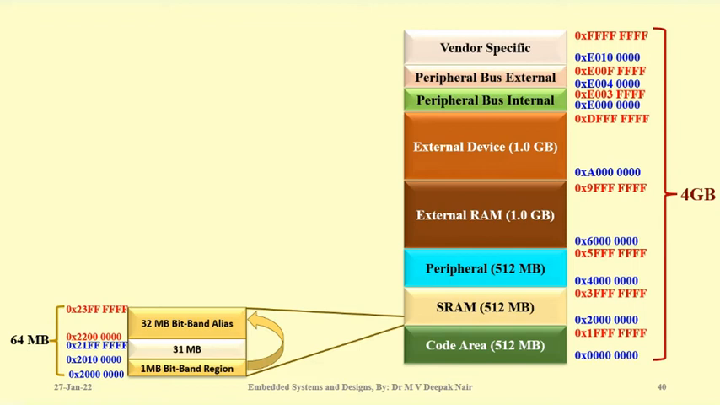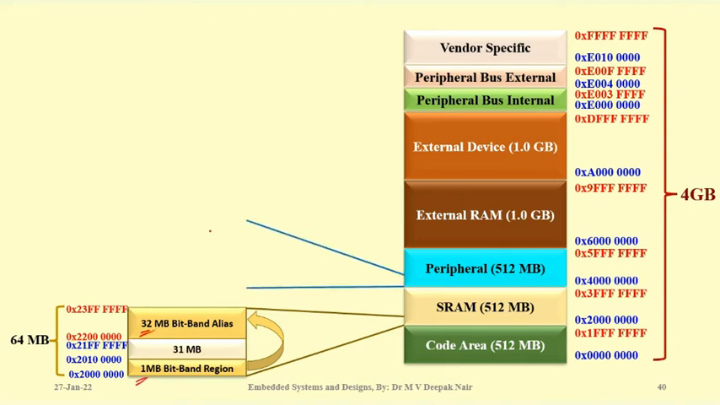But this is what bit banding is. So remember, one bit banding region is this region, which starts from 2000, and this is the region from 22000000 onwards. So 1 MB, 32 MB.